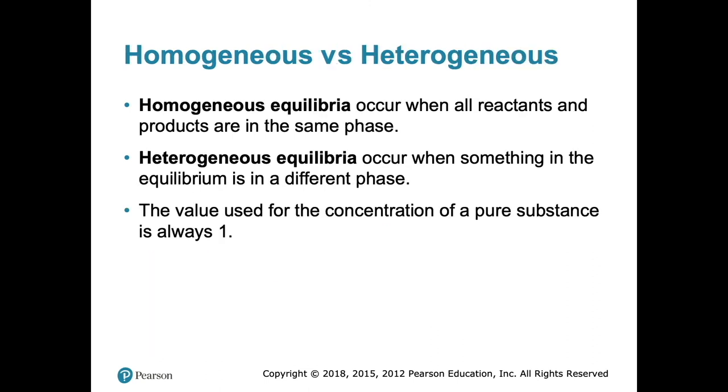Good stuff. The last thing we're going to talk about is called homogeneous versus heterogeneous equilibria. Homogeneous equilibria occurs when the reactants and the products are all in the same phase, and heterogeneous equilibria occur when something in the equilibrium is a different phase. So just a rule to take note of here: the value used for the concentration of a pure substance is always 1.